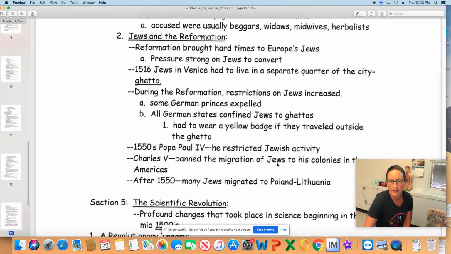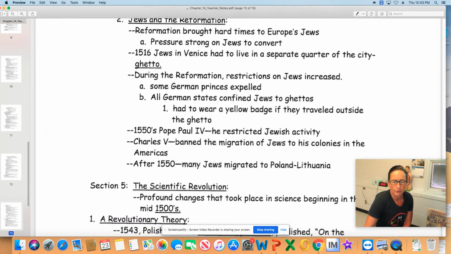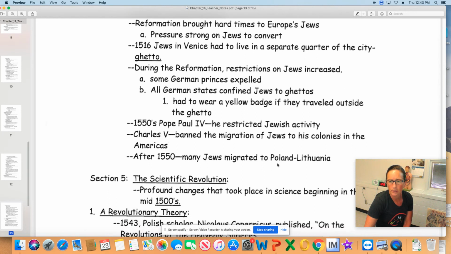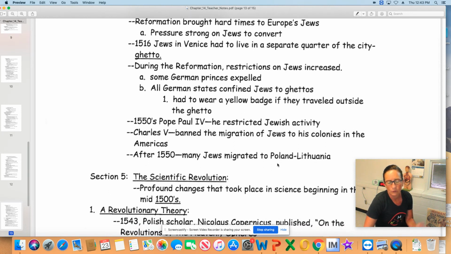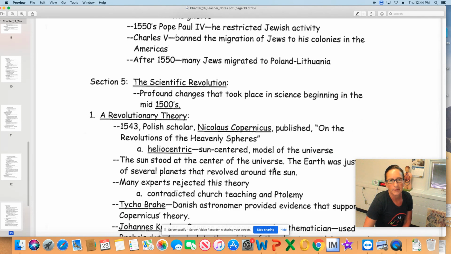Charles V banned the migration of Jews to his colonies in the Americas, and after 1550, many Jews migrated to Poland and Lithuania. So going back to section 2 on the bubonic plague, the Jews were blamed for that. A lot of times, anything happening in the world, typically Jews were the scapegoats. I failed to mention that when I was lecturing over section 2. All right, last thing.